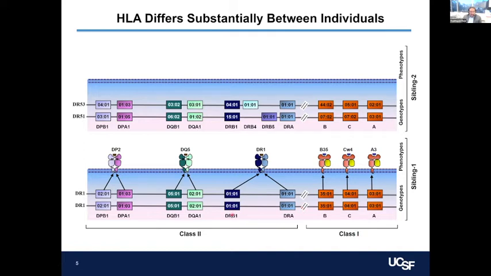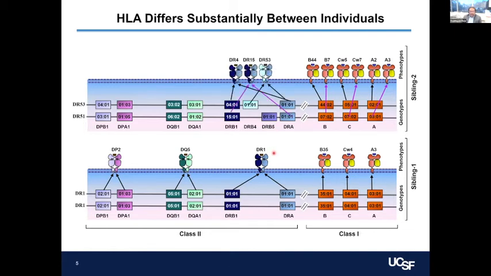For DR, the B gene encodes the beta chain and the A gene encodes the alpha chain, and the combination forms the heterodimer expressing one DR molecule. Because the gene sequences are the same, it produces only one DR. Similarly, one DQ, one DP. But here, because of allelic polymorphism, this individual can express 2 Bs, 2 Cs, and 2 As. And for DR, there are four DRB genes, so you end up expressing four different DRB molecules. The DQs are a little different.